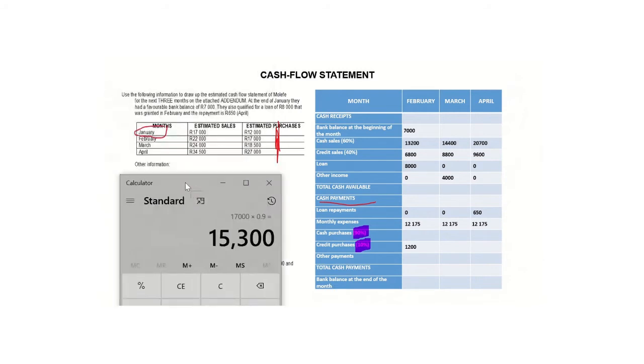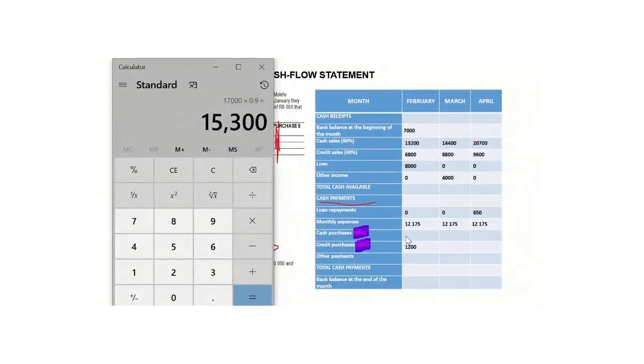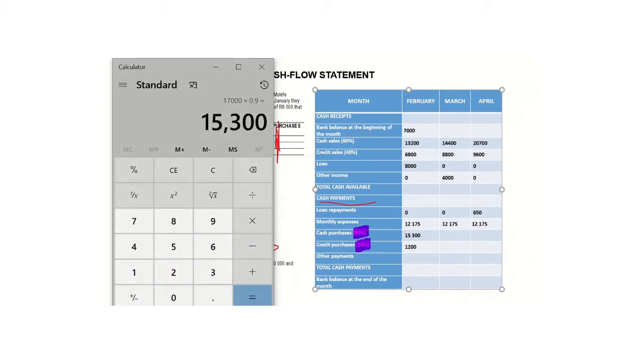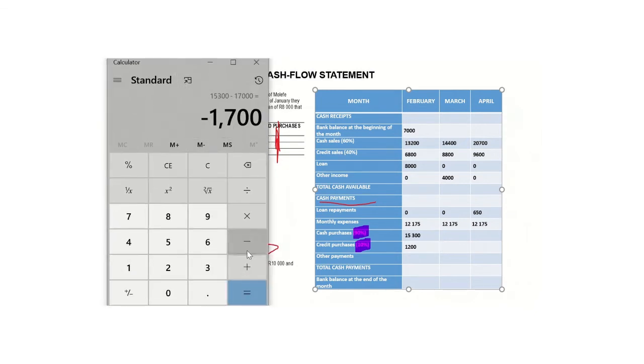15,300. It happened when? In February, it must be captured in February because it is cash payment. So we pay immediately 15,300. The difference from this 17,000 and 15,300 will be credit, or in another way, the 10% of this will be credit. So you can subtract from the original amount, 17,000, and it will give you 1,700. Whether you do the subtraction formula or you do the percentage of 10%, the answer will be the same. 10% of 17,000 is 1,700.